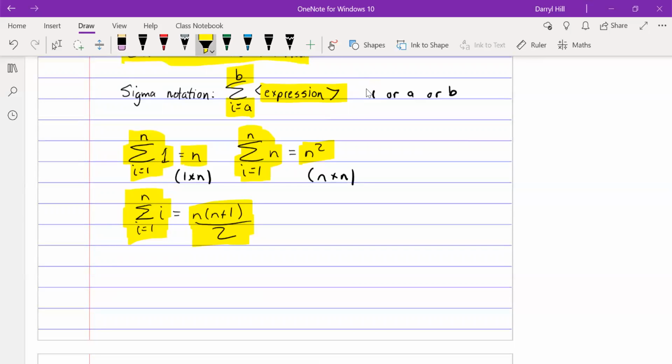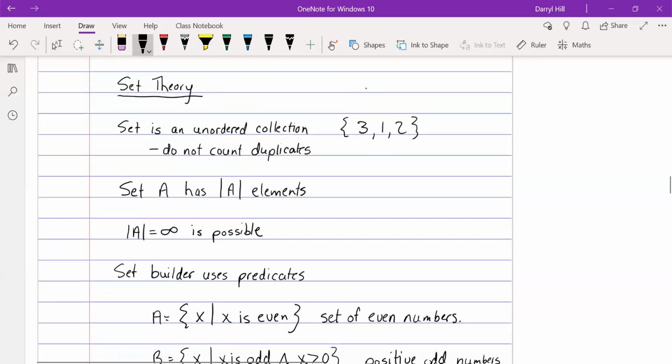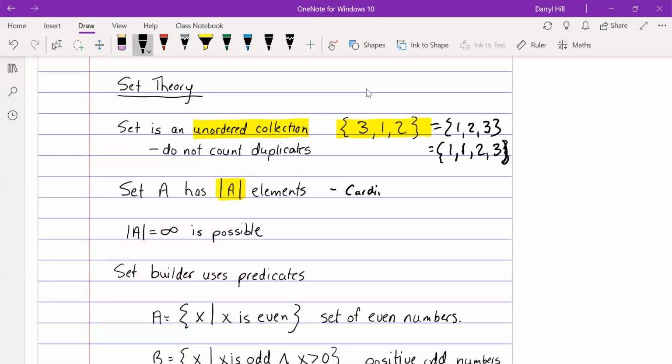Okay. So set theory: a set is an unordered collection where we don't count the duplicates. So in this case, {3, 1, 2} is equal to {1, 2, 3}. It's also equal to {1, 1, 2, 3}, etc. The cardinality of a set we represent like this: set A has, with this absolute value sign, |A| elements. So that's the cardinality of A. And it is possible to have infinite sets.